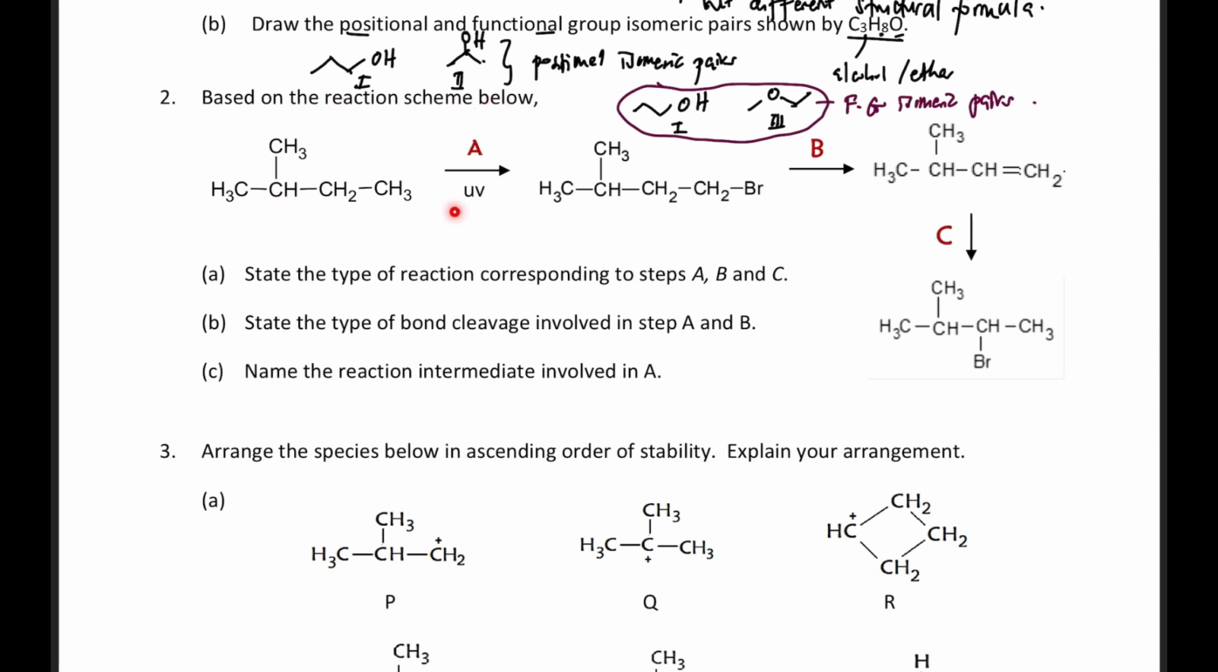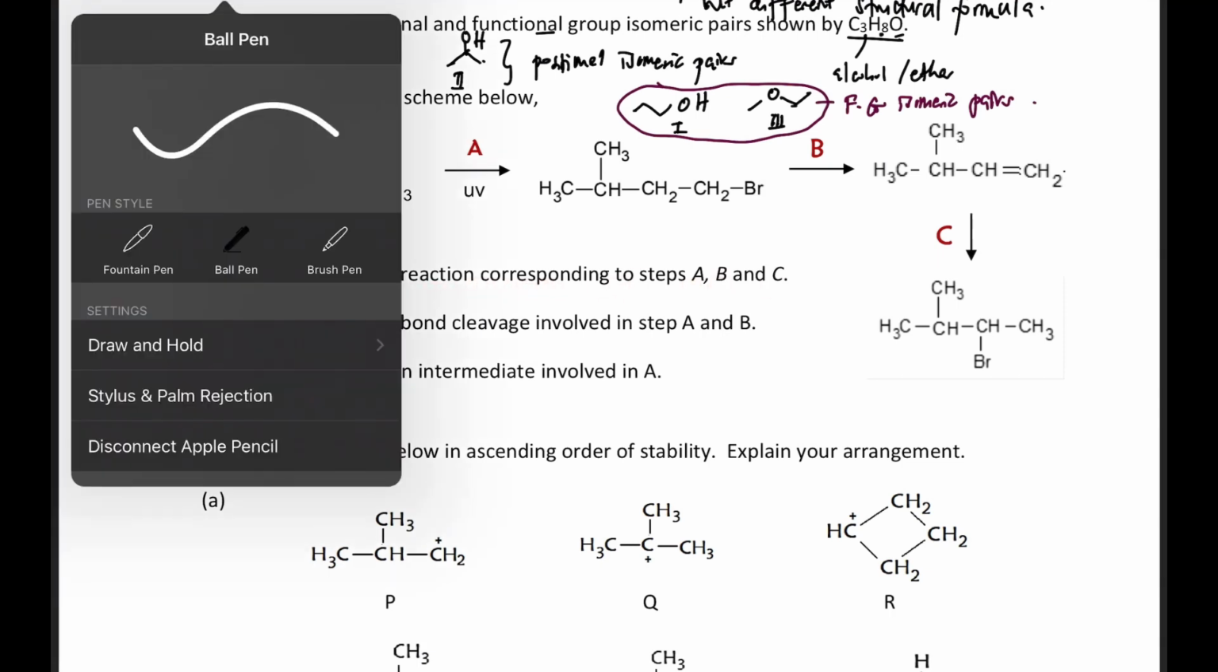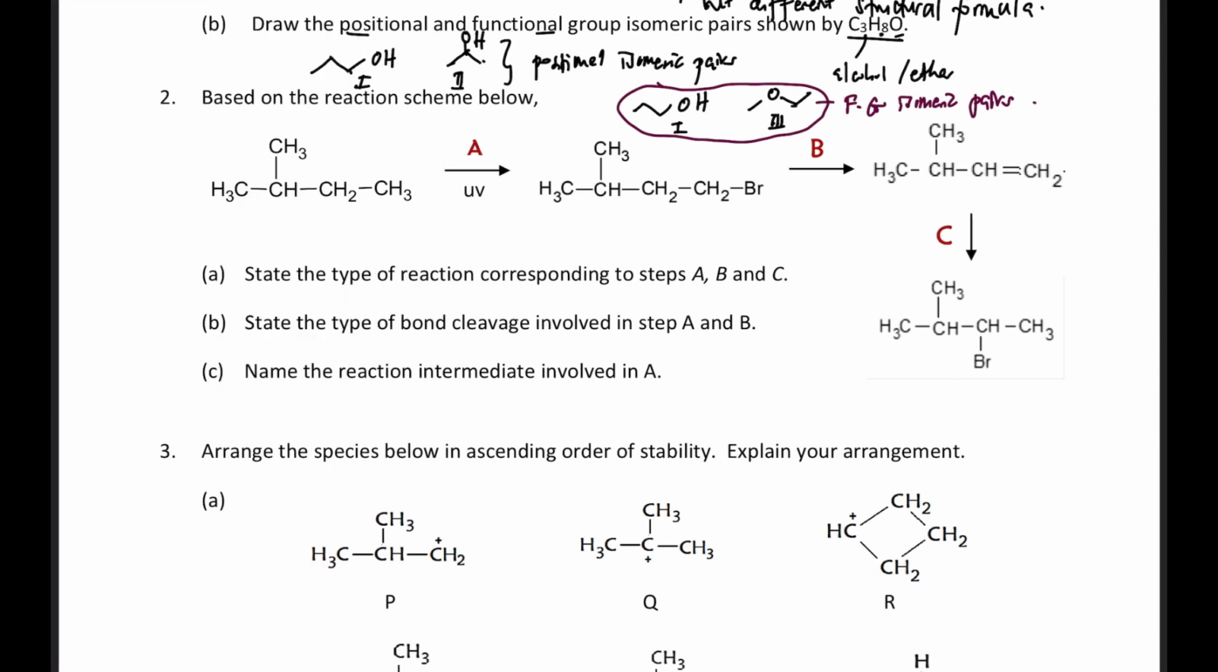Let's go to number 2. Based on the reaction scheme below, state the type of reaction corresponding to steps A, B, and C. So we look at the clues given in the question one by one. It's very clear. At A there is UV. And this is an alkane, by the way. An alkane with UV.